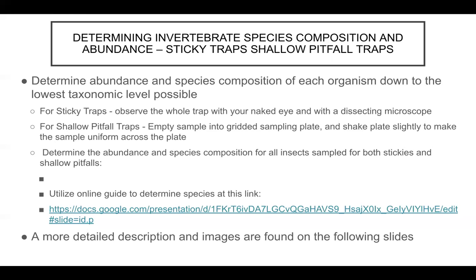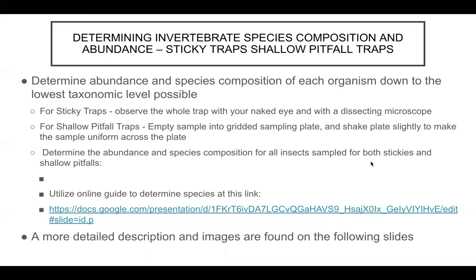So for sticky traps, you're going to observe the whole trap with your naked eye and with a dissecting microscope. For the shallow pitfall traps, it's basically emptying the sample into a gridded sampling plate, shaking the plate slightly to make the sample uniform across the plate, and then determining the abundance and species composition for all insects for both stickies and shallows. I can probably get rid of the stickies that are here because I already said it before.